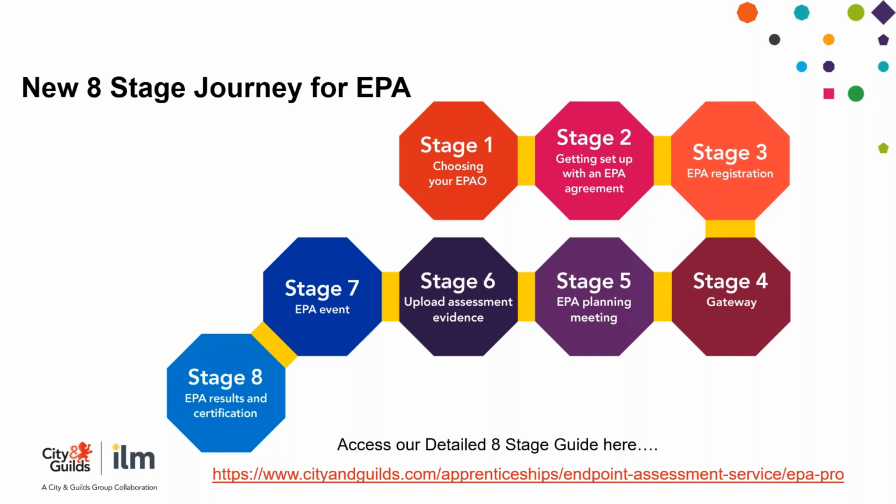Any assessment evidence, so showcase portfolios or projects, will all be uploaded onto EPA Pro, so we're losing the EPA portal. And then the EPA event will happen through the platform as well, and results and certification will go through as normal. The only part of walled garden that you will still need to use is for any Evolve online tests. So those will still need to be booked through walled garden, but everything else is done through EPA Pro.